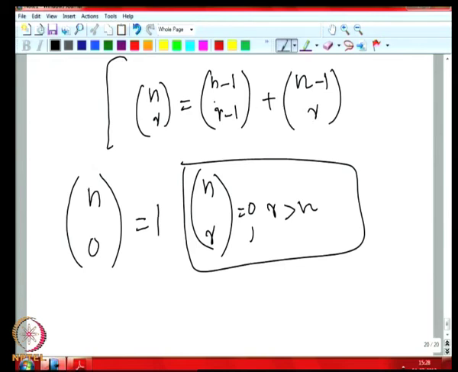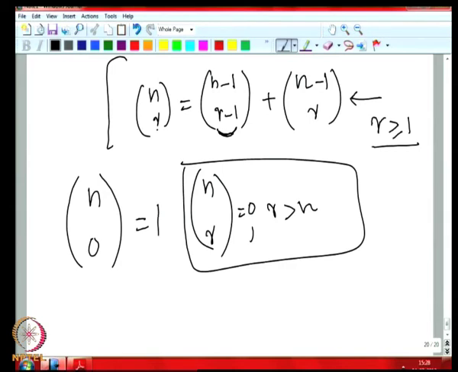This works fine. But if you put r equal to 1, the problem is we have n minus 1 choose minus 1 here. So, this recurrence relation is not valid, right, because we do not have any counting interpretation of n minus 1 choose minus 1, etc. We had discussed it earlier. So, therefore, we will only say that this recurrence relation is valid for r greater than or equal to 1.